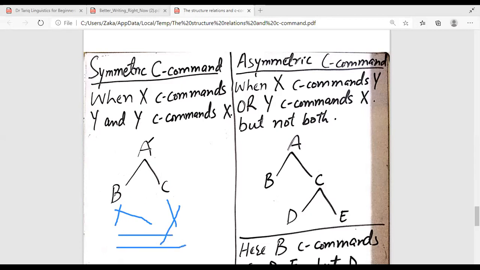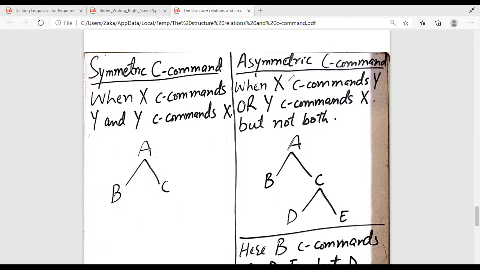and Y c-commands X. Because if you go upward, then downwards you just find one branch, one node under this. You can say that B c-commands C. This is the same formula which we discussed on the previous page. So C c-commands B. So symmetric c-command is such c-command where X c-commands Y and Y c-commands X both, or you can say that B c-commands C and C c-commands B.